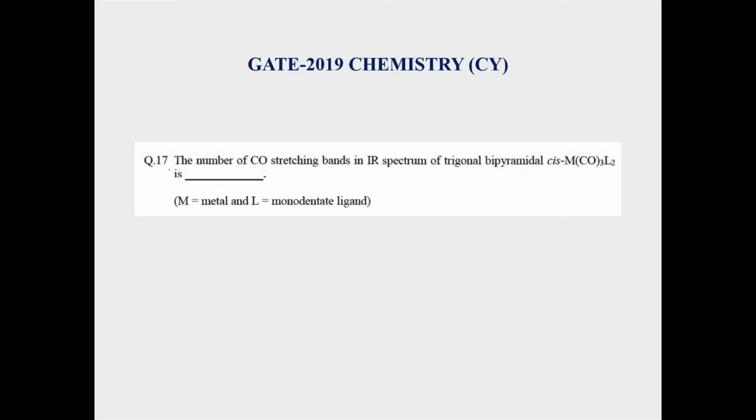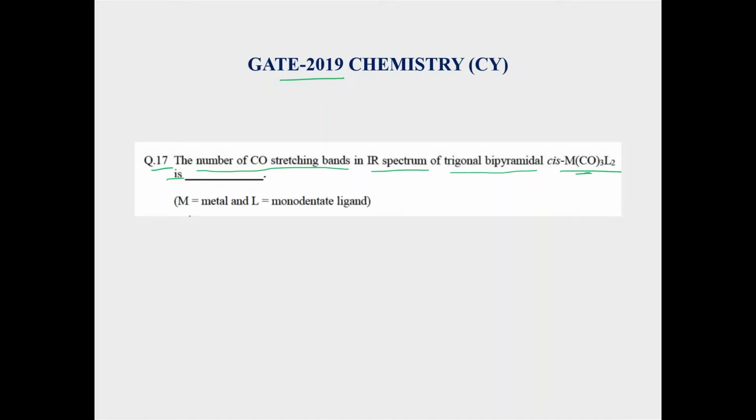Hello everyone. Today we will be solving question number 17 from GATE 2019 question paper. The question is: the number of CO stretching bands in the IR spectrum of trigonal bipyramidal cis-MCO3L2 is? Here they are asking for the number of CO stretching bands in the IR spectrum of this trigonal bipyramidal complex.